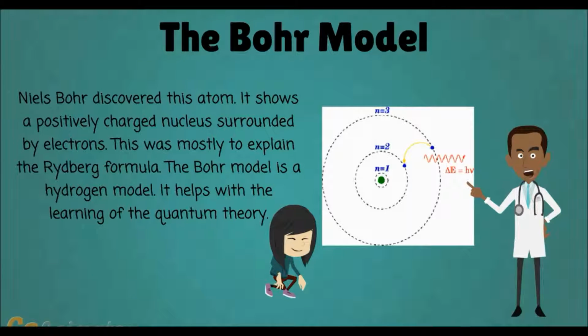Niels Bohr discovered this atom. It shows a positively charged nucleus surrounded by electrons. This was mostly to explain the Rydberg formula. The Bohr model is a hydrogen model. It helps with the learning of the quantum theory.